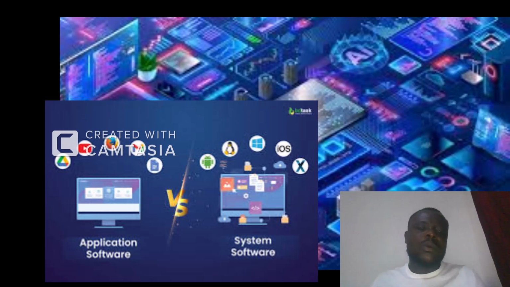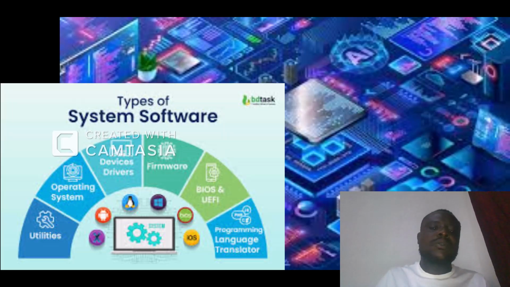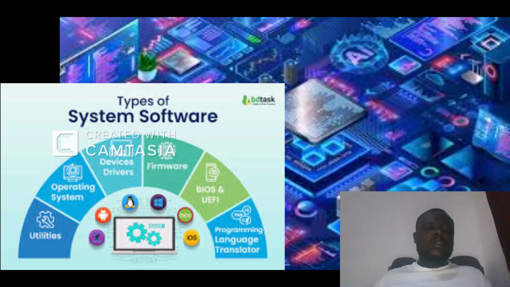Examples of the system software we have are the operating system software, the device drivers, the firewall, the programming language translator, and then the utility software. So now let's take the types of the system software one by one, and then we look at their examples.